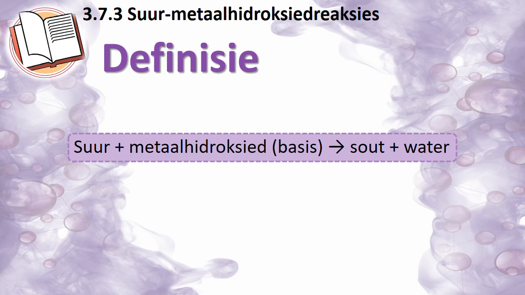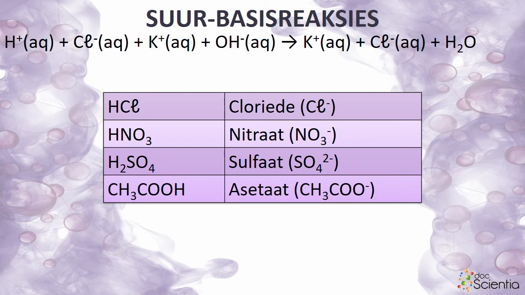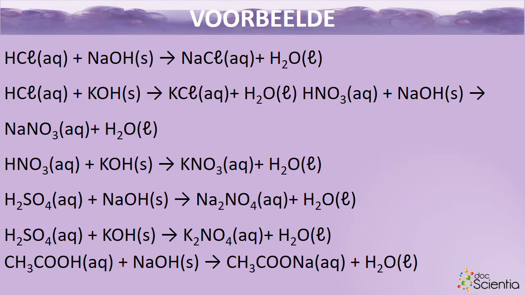Goed, dan stierende metaalhidroksied, onthou 'n ander woord daarvoor is 'n alkali, né? En hy vorm 'n sout en 'n basis. En daarso is 'n hele klomp van hulle. En 'n klomp reaksies. Okay, so kom ons kies net so 2 of 3 om deur te gaan.